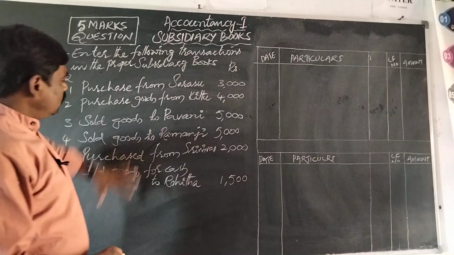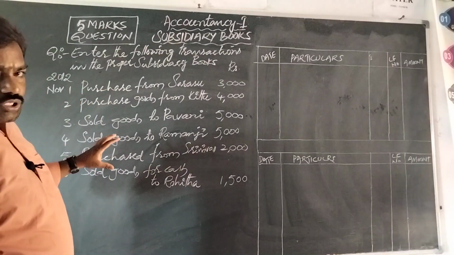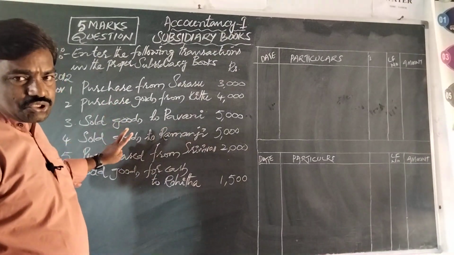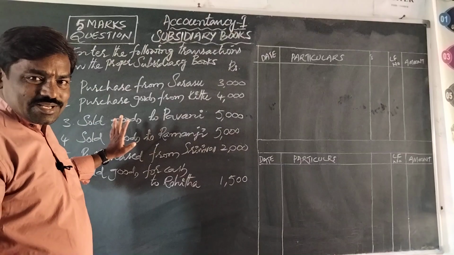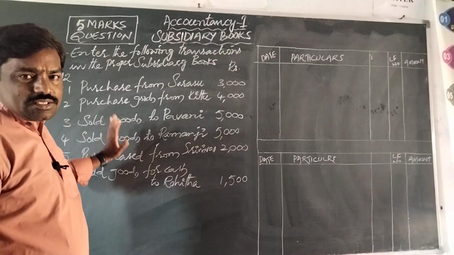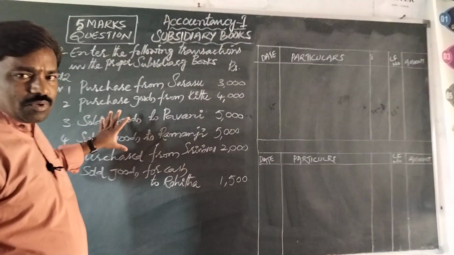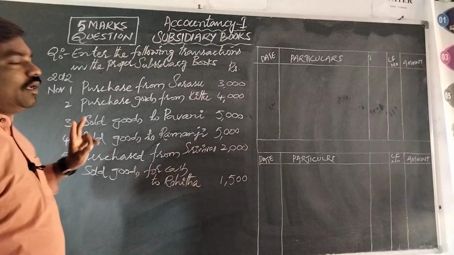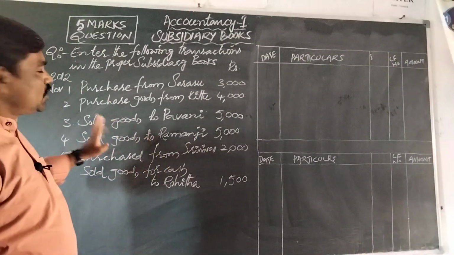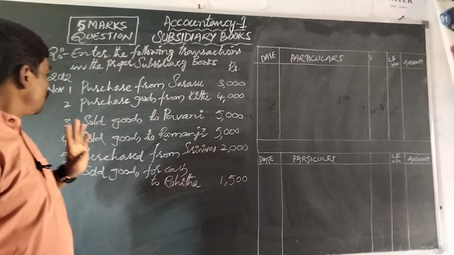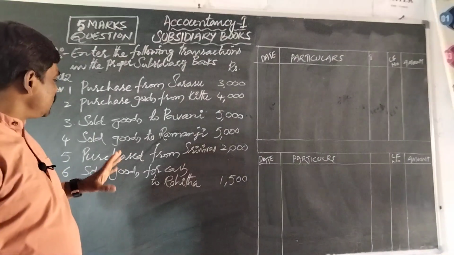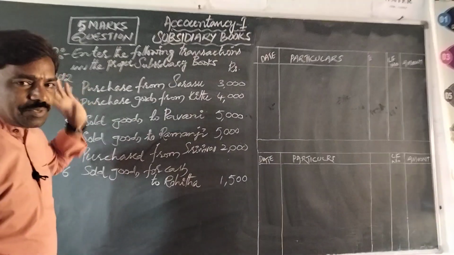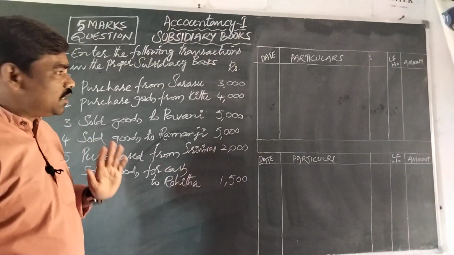If you observe these transactions, there are only 2 types of transactions. One is purchase transactions, another is sales transactions. By observing this, we prepare only 2 subsidiary books to solve this problem. Those are the purchase book and the sales book. Here only purchase and sales details are given, so we need to prepare only the purchase book and sales book.